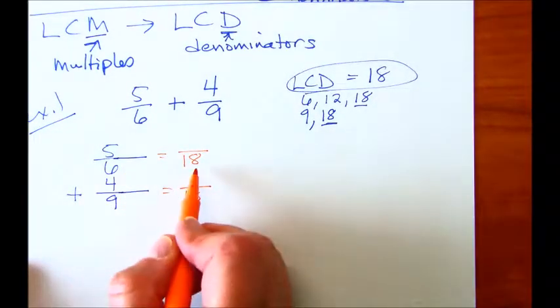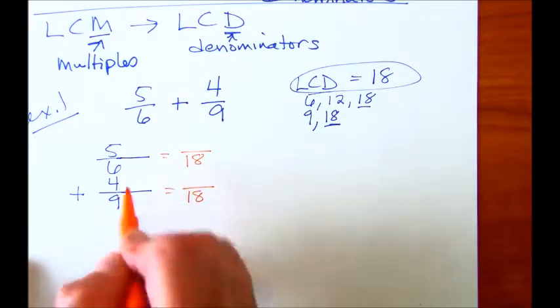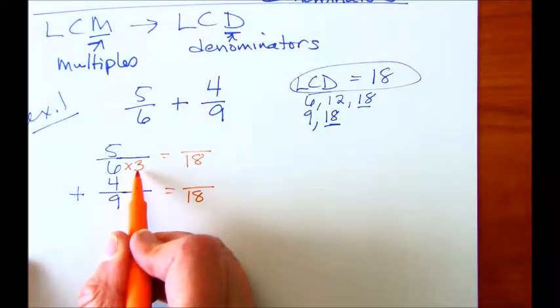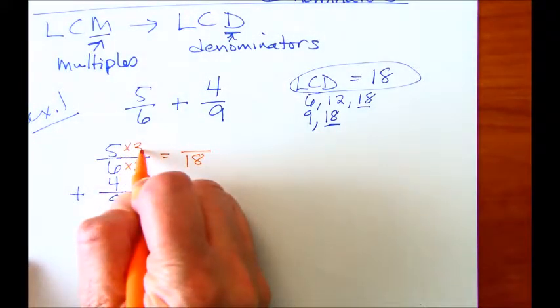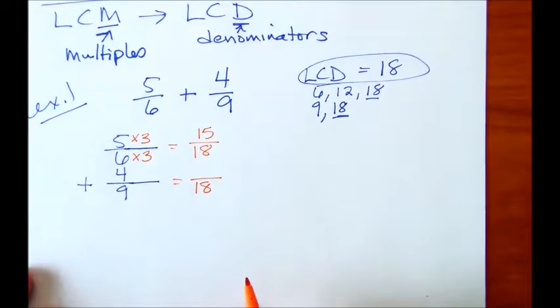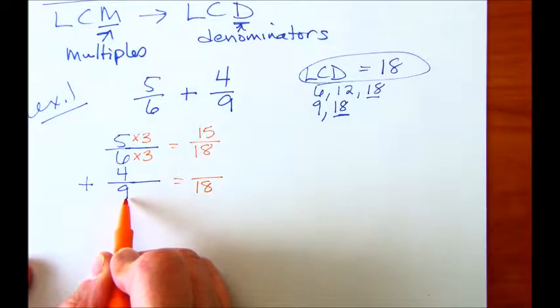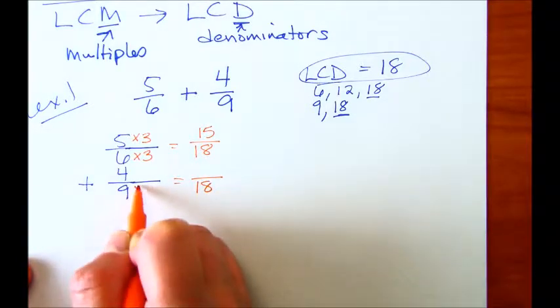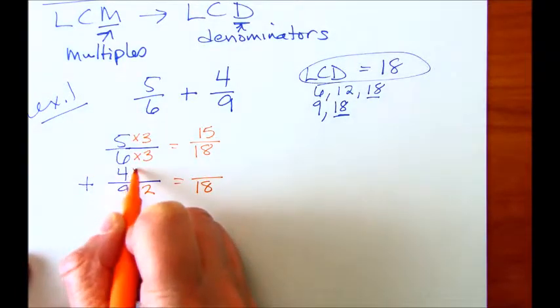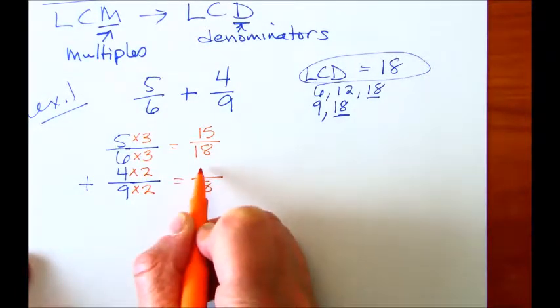So 6 times what will give you 18? Well, 6 times 3 will give you 18. And because we're multiplying by 3, we need to do the same in the numerator. And so 5 times 3 will give you 15. Now again, we look to the denominator and think, how many times are we going to multiply 9 to get to 18? And if you're thinking of 2, you are correct. 9 times 2 is 18. Therefore, 4 times 2 will give you your numerator, which will be 8.